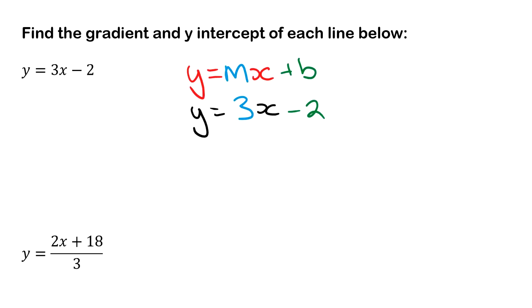So you can see that my gradient is the number that's connected to the x. There's nothing separating it. So my m is going to equal 3. And your y-intercept, or your b, is always the number that's by itself. Now it does include the sign. So that is a negative there. So we need to make sure we write negative 2. It's not a y-intercept of 2. It's a y-intercept of negative 2.